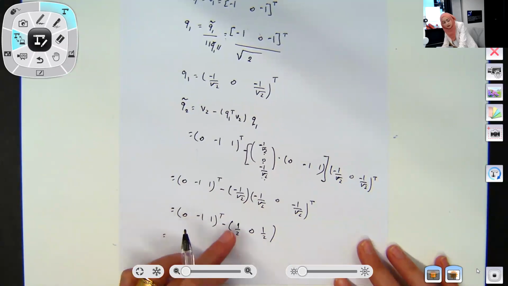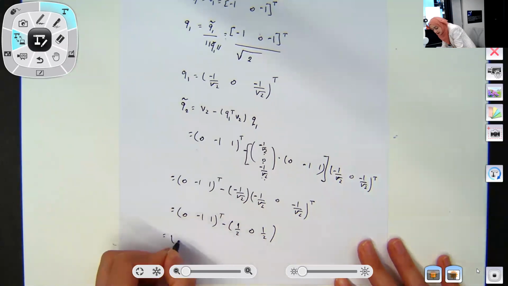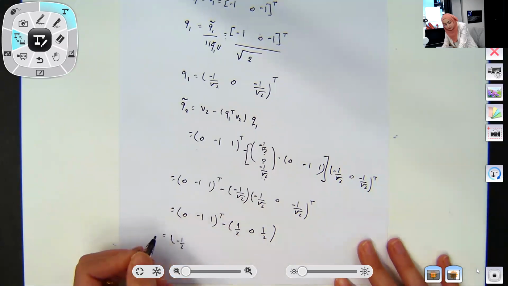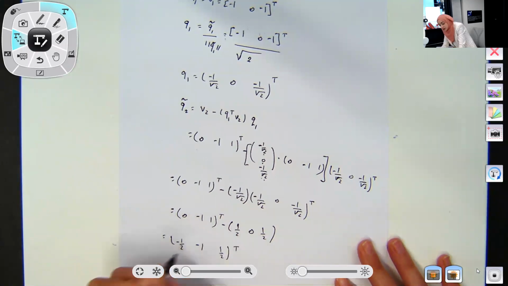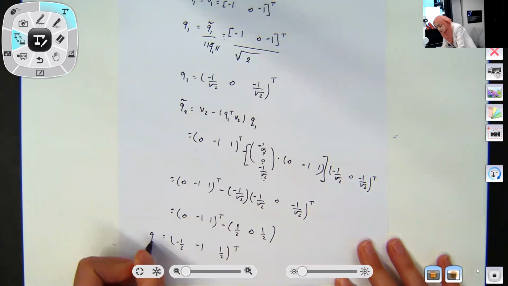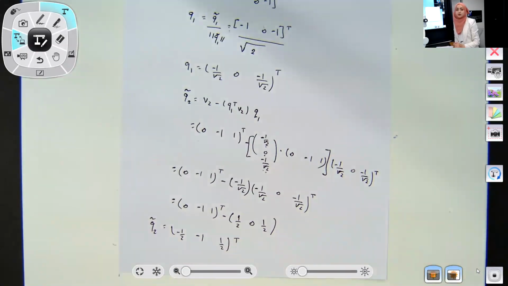0 minus a half gives minus a half, minus 1 minus 0 is minus 1, and 1 minus a half is a half, transpose. So this is the value of Q2 tilde. And the value of Q2 tilde is also not equal to 0, so we need to continue and find the value of Q2. So we need to divide by the norm of Q2 tilde.